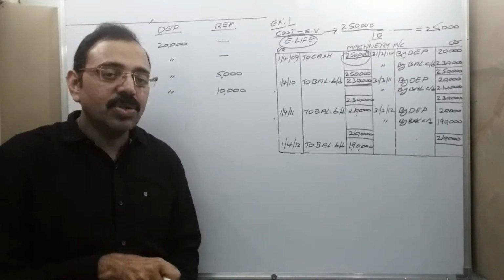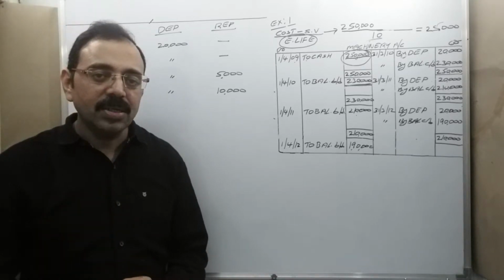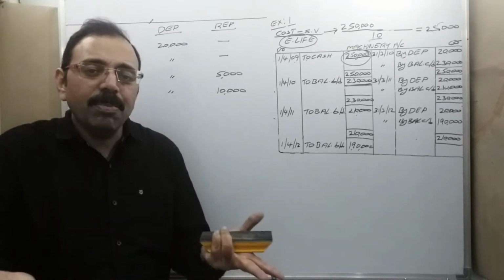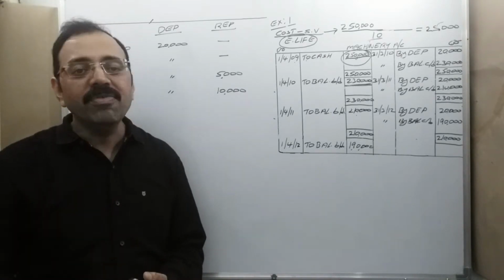In that type of assets only we can use this method. For example, patent rights, copyrights. You need not spend any amount on repairs. So this method is suitable for that type of assets.